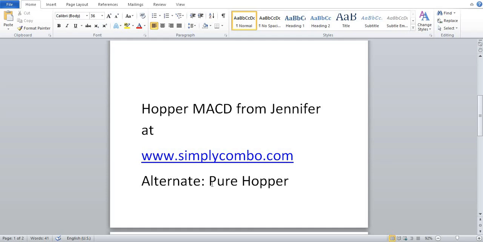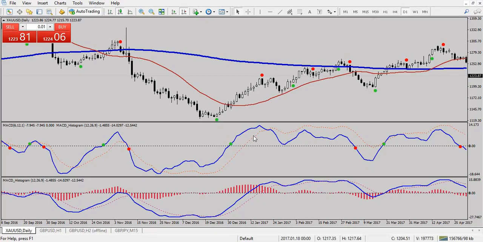There's an alternative called the Pure Hopper. Now the Pure Hopper, she was offering for free. I can't seem to find it at the moment. Instead of putting dots on the fast MACD, the Pure Hopper puts arrows on the price chart. So she was giving it away for free, so if you can track that down, it's called Pure Hopper, and all it does is put arrows to show you where the cross takes place.